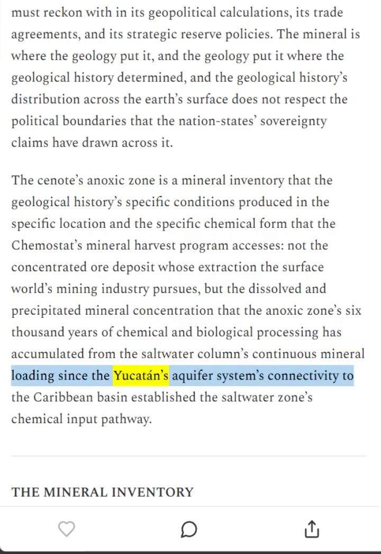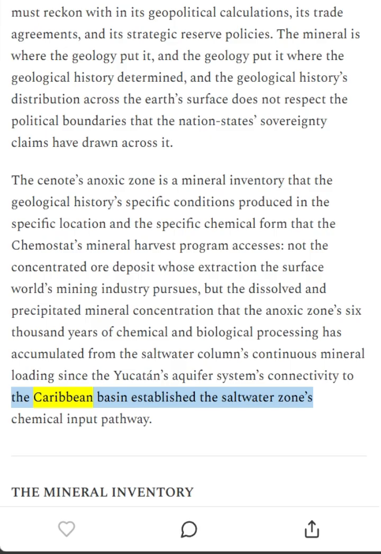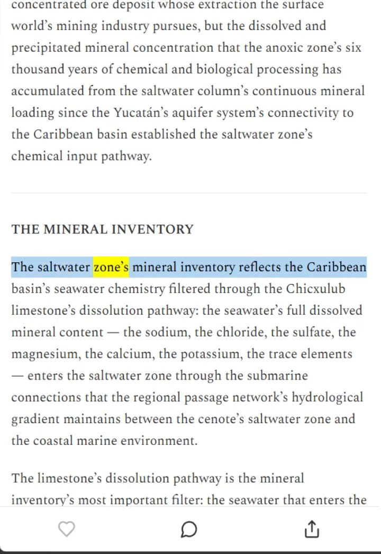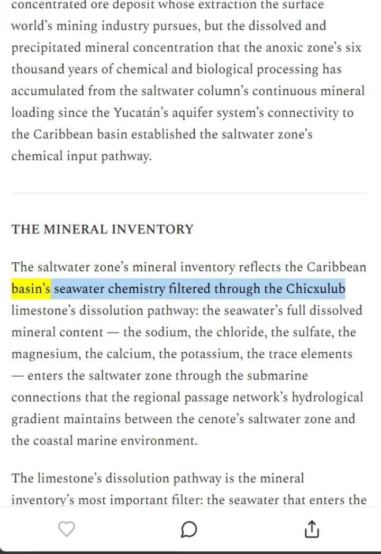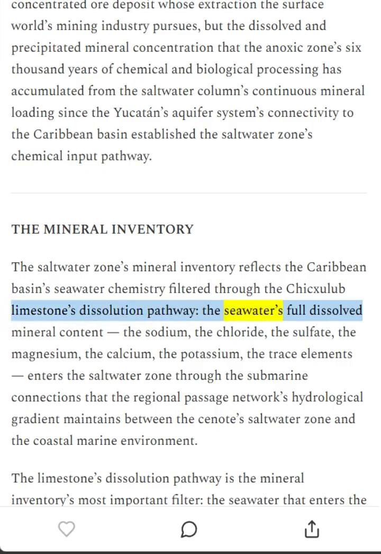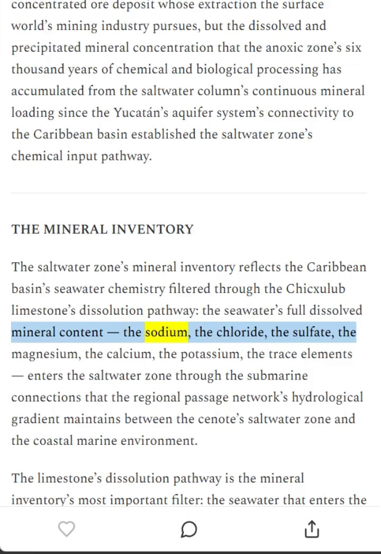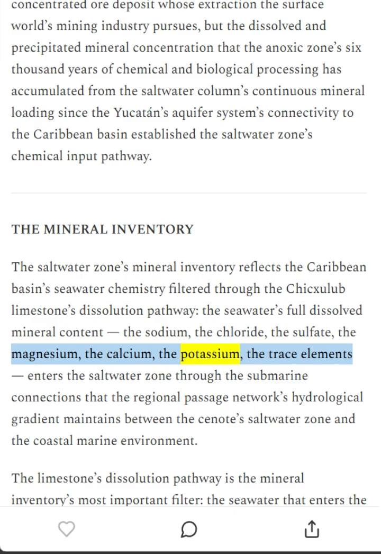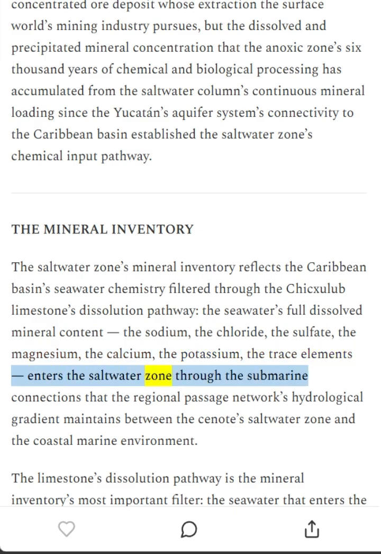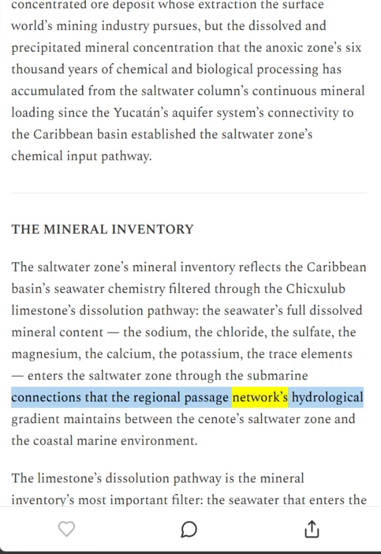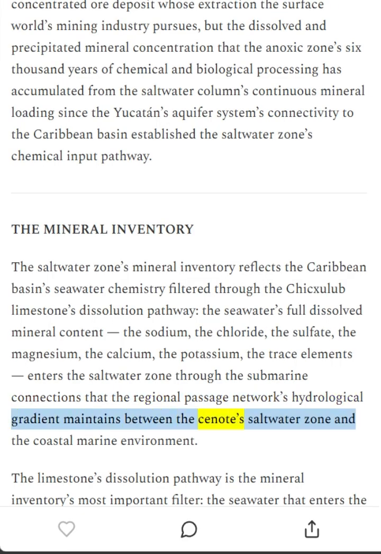Continuous mineral loading since the Yucatan's aquifer system's connectivity to the Caribbean basin established the saltwater zone's chemical input pathway. The mineral inventory. The saltwater zone's mineral inventory reflects the Caribbean basin's seawater chemistry filtered through the Chicxulub limestone's dissolution pathway. The seawater's full dissolved mineral content, the sodium, the chloride, the sulfate, the magnesium, the calcium, the potassium, the trace elements, enters the saltwater zone through the submarine connections that the regional passage network's hydrological gradient maintains between the cenote's saltwater zone and the coastal marine environment.